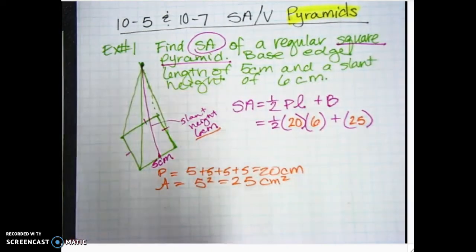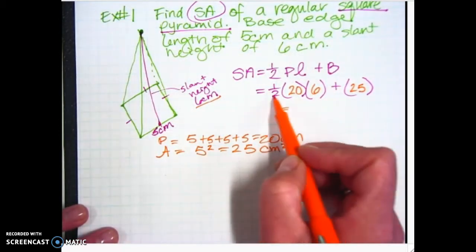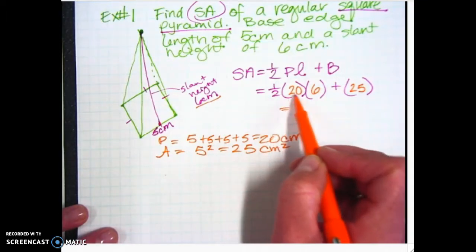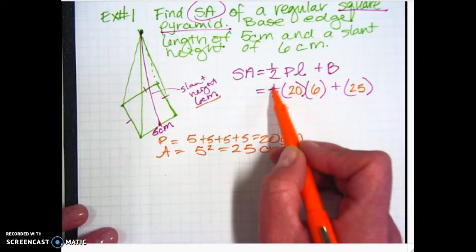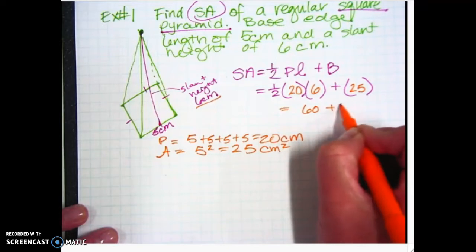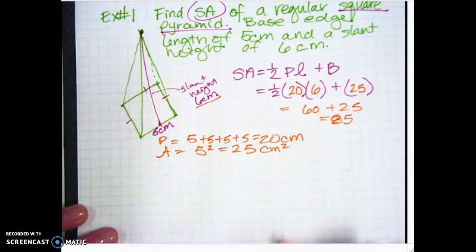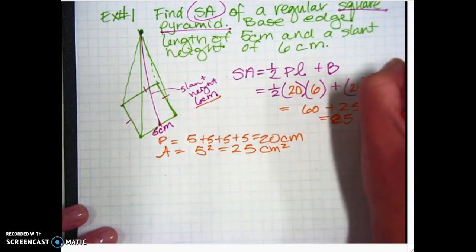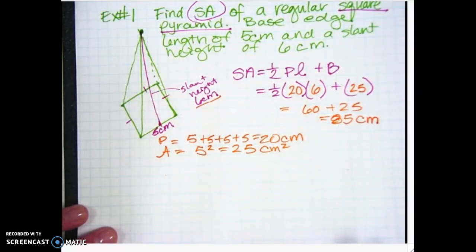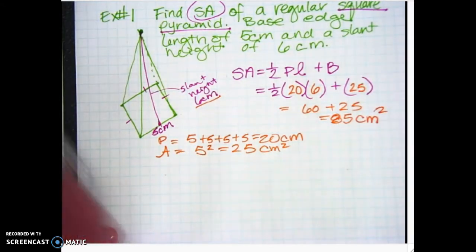Okay? Once you have all your numbers substituted in there, just grab your calculator. You can multiply 20 times 6 and then divide by 2, or you can change this to 0.5 and then multiply it times 20 times 6. You should get 60. And then we're going to add the 25, so you've got 85. What are the units on this pyramid? Centimeters what? Squared or cubed? Squared, because we're still talking surface area. Okay. Any questions on example number 1 there?